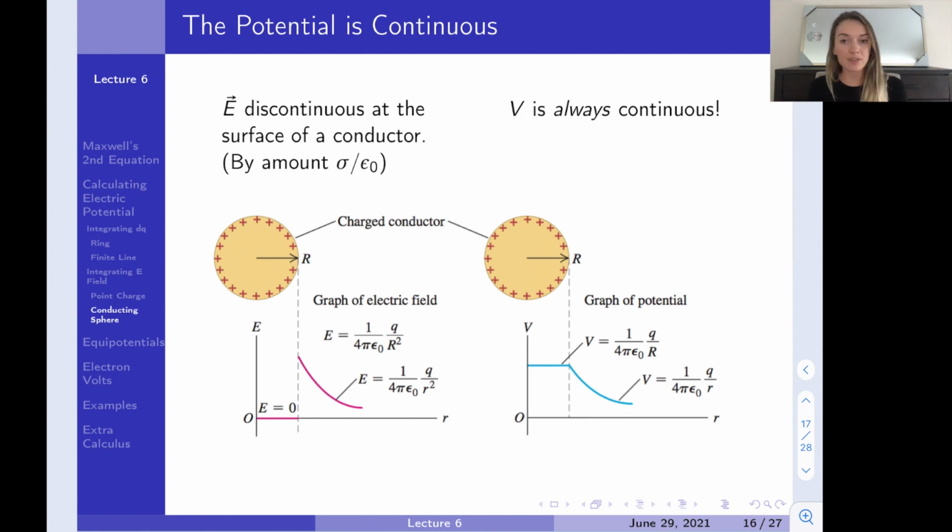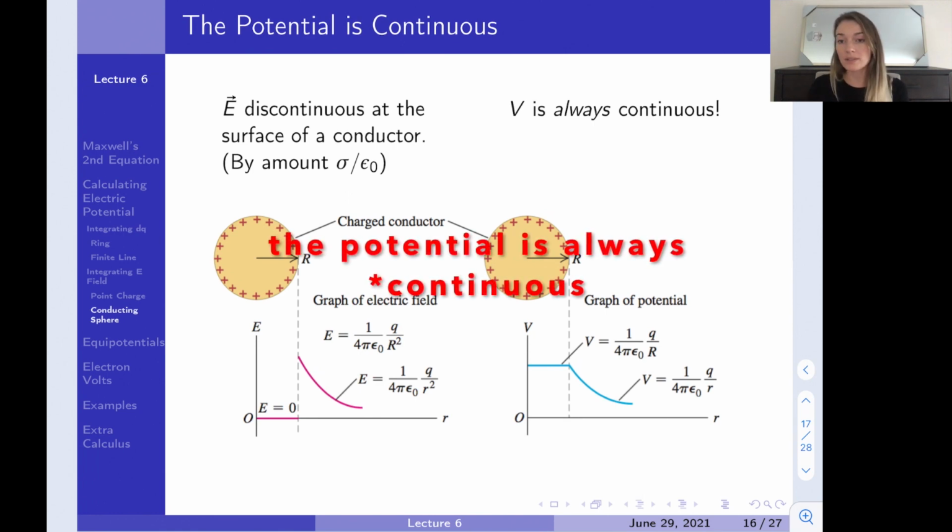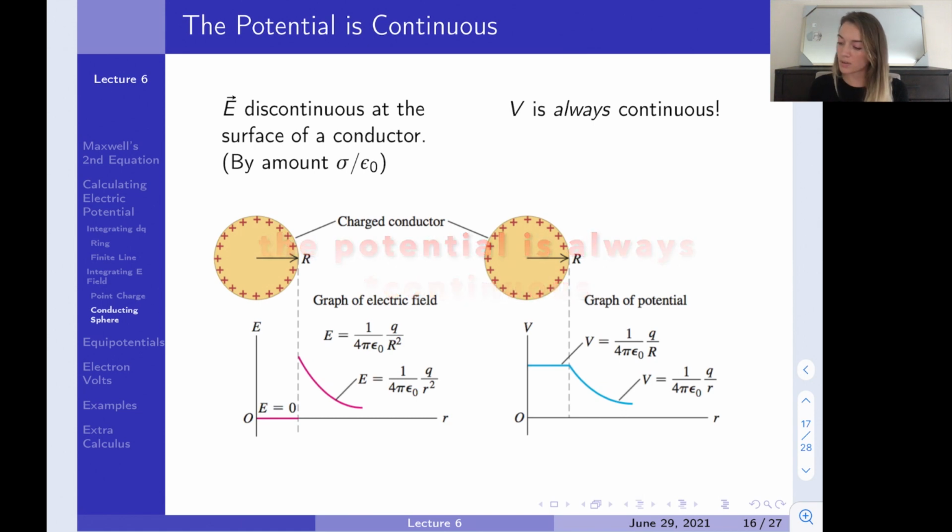Now, if we graphed our potential, the potential always has to be continuous. So we'll never see a case in this class where the potential is not continuous. So outside your sphere, your potential looks like that of a point charge. And then once it gets to the surface of the conductor, it's just constant inside. So your potential is just continuous everywhere.